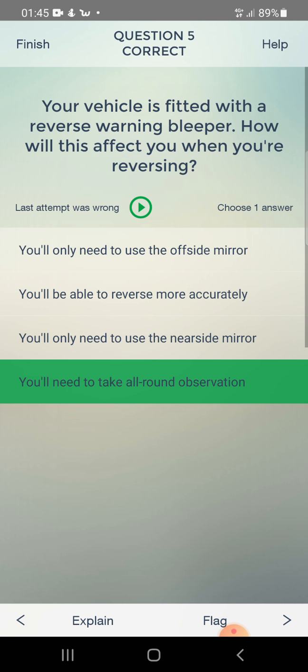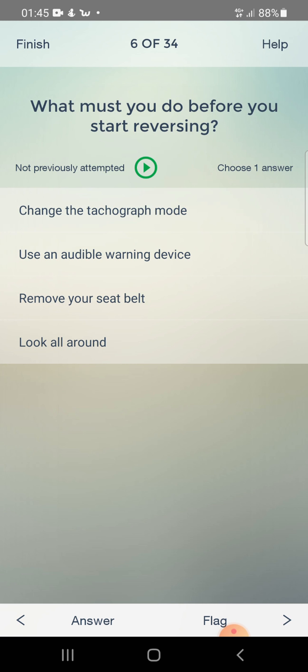Fourth one. Right. What must you do before you start reversing? Change the tachograph mode. Use an audible warning device. Remove your seatbelt. Look all around. Fourth, look all around.